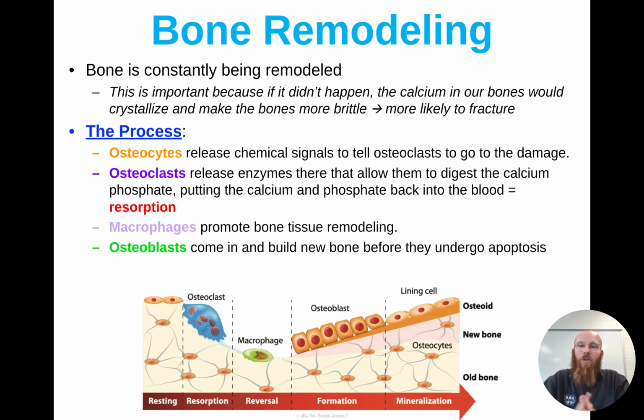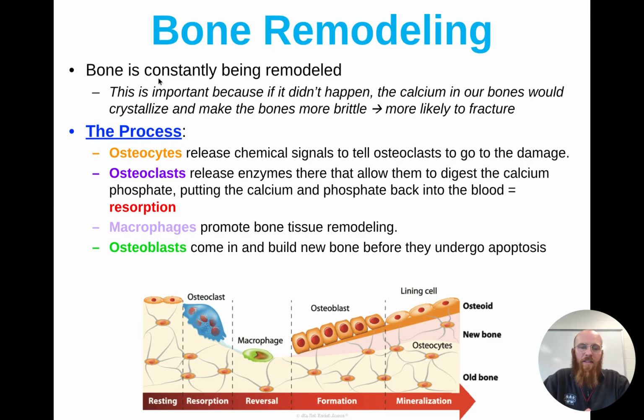Bone remodeling. So your bone is constantly being remodeled based on the needs of your body, based on the requirements of your environments. So this is important because if we didn't have the ability to remodel our bone tissue, calcium in our bones would basically just crystallize and it would make our bones really, really brittle, and really brittle bones would be really easy to break. So we need this ongoing process of remodeling and turnover of our bone tissue cells so that we can basically continue to respond with new healthy bone tissue to new environmental circumstances.